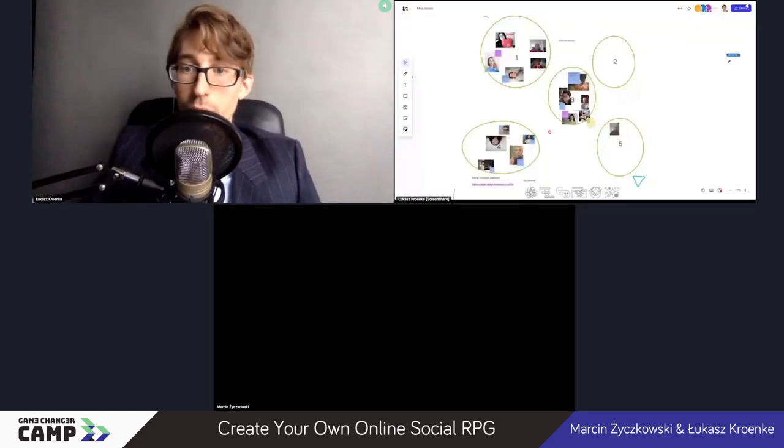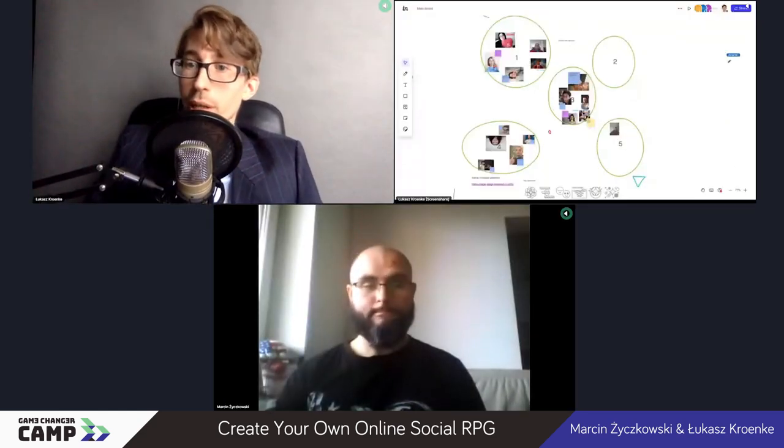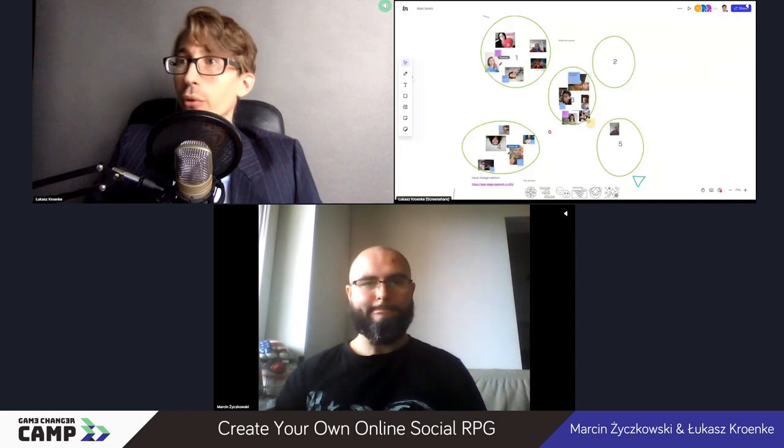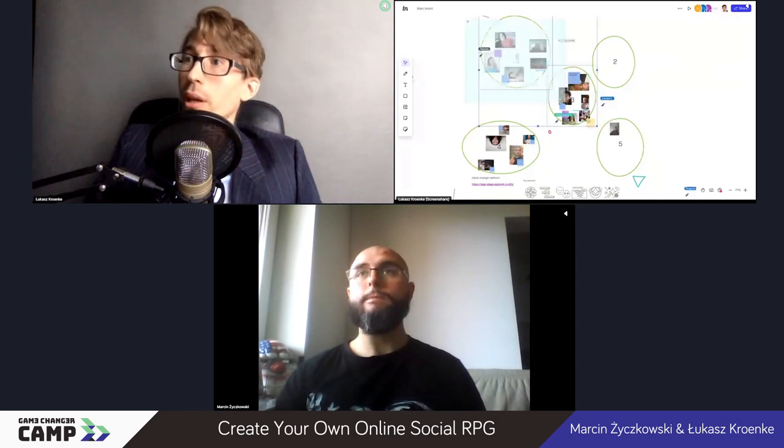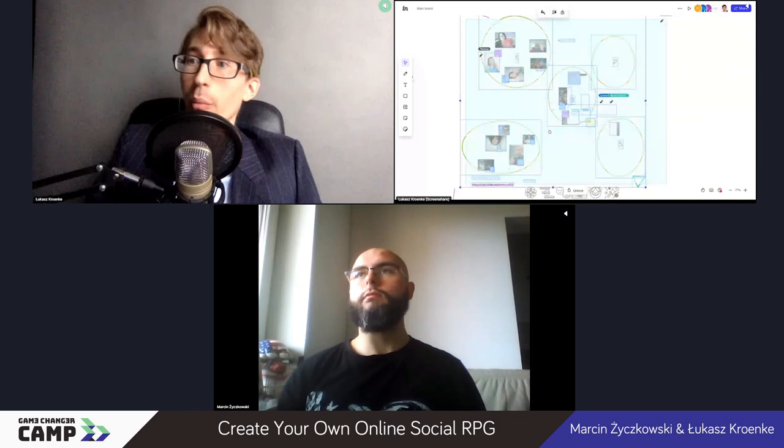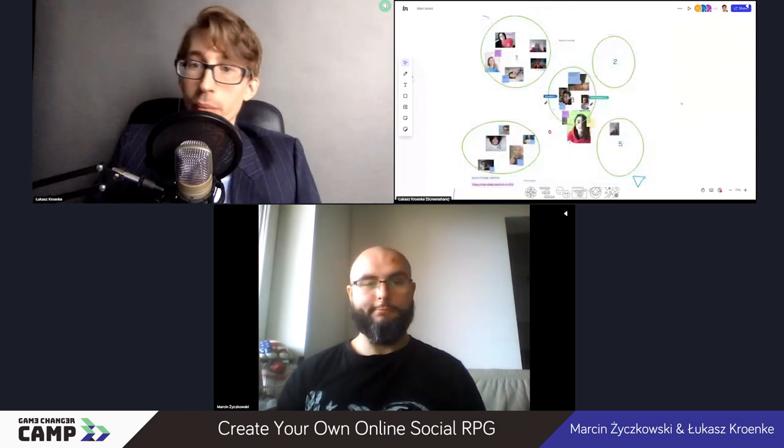Okay, Pauline is asking a question about the shortcut for selecting a group of elements and moving them together. We have to hold the shift key and you can then select many elements at once and move them.